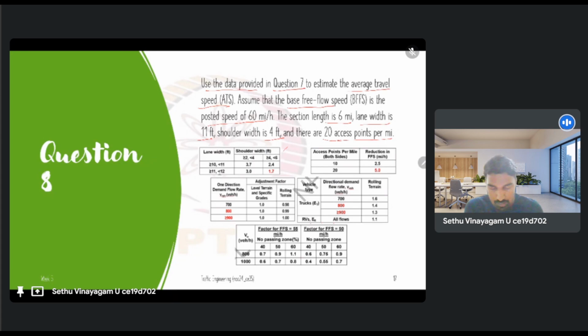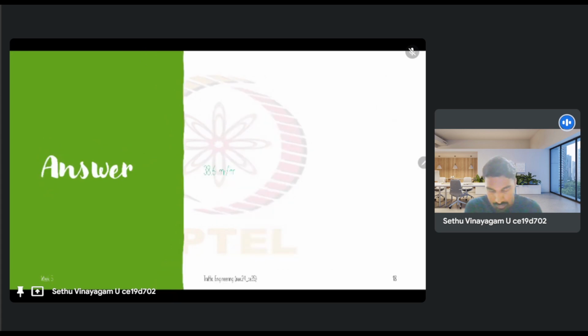Okay, so let's do that to get the ATS. So the final value is 38.6. Okay, you can verify this if you are doing it independently. So for ATS, we need to know the free flow speed. Before we do the demand adjustment, we'll start with estimating the free flow speed. It is given that the base free flow speed is the same as the posted speed of 60 miles per hour, right?